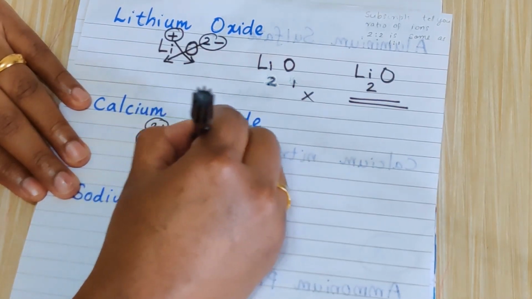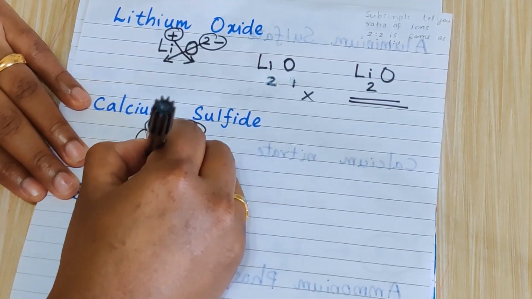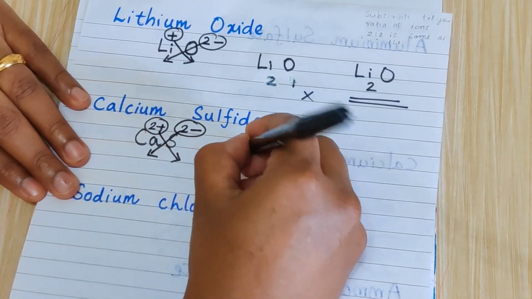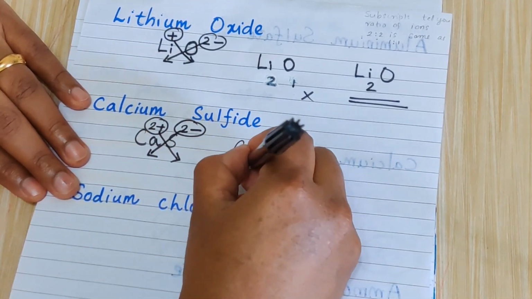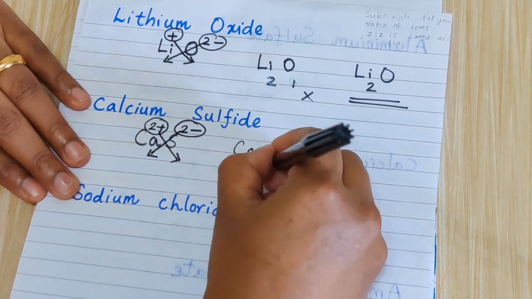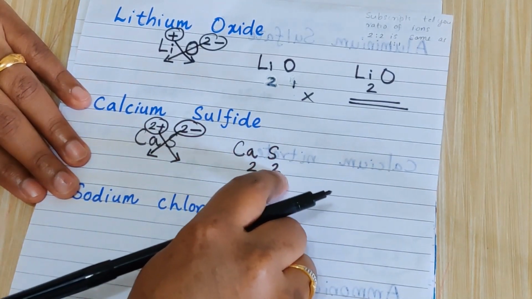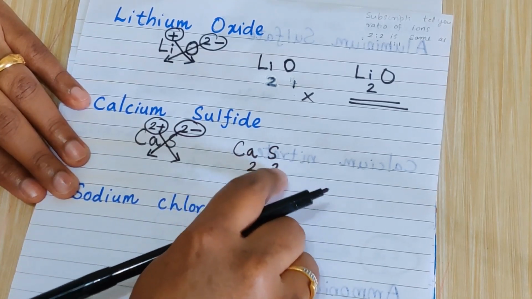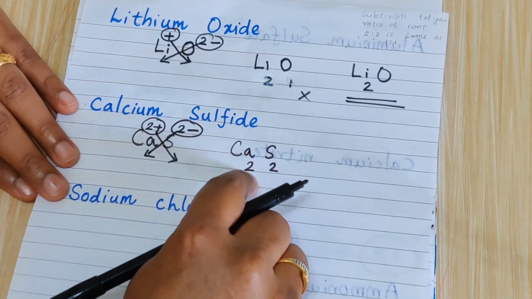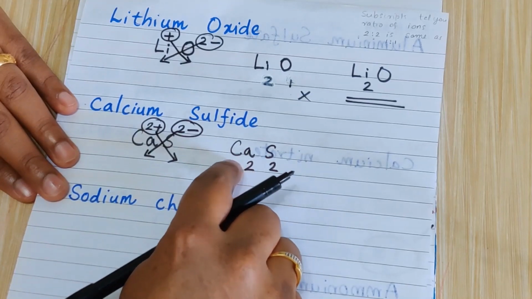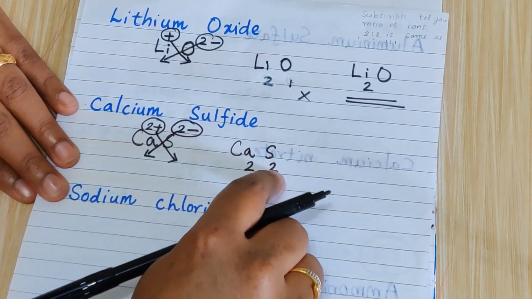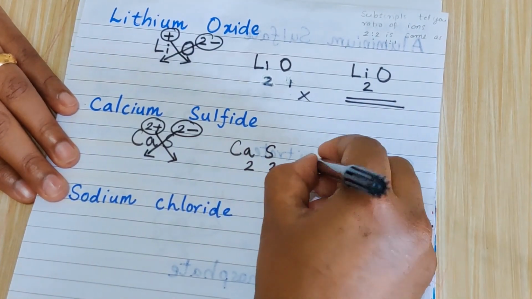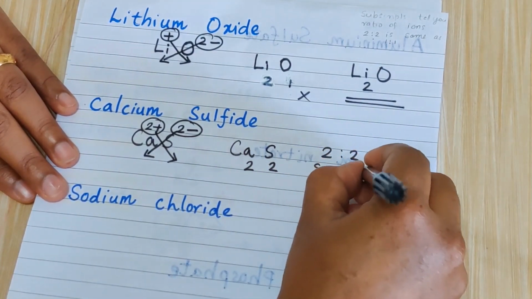Just cross the valencies as subscripts. It comes here and it comes here. Now we have this structure Ca2S2. This 2 represents what? The subscripts tell you the ratio of ions. Means in calcium sulfide, the ratio of calcium to sulfide ion is 2:2. 2:2 is same as 1:1.